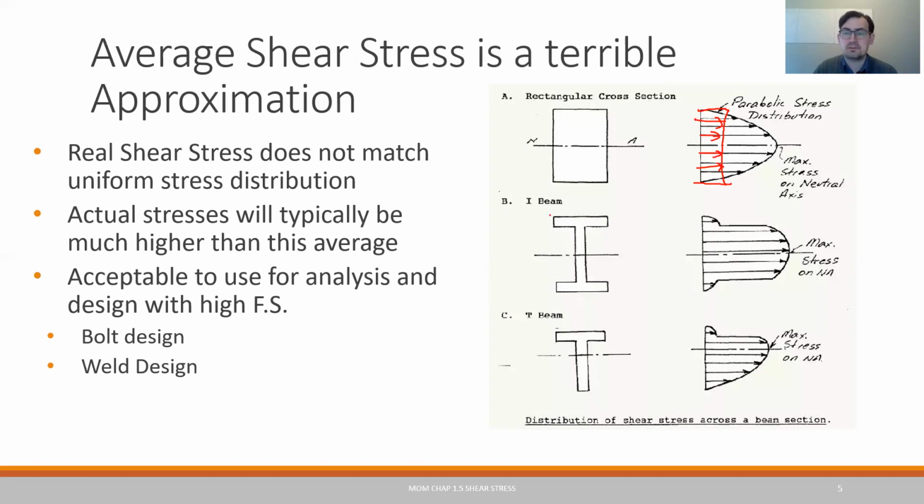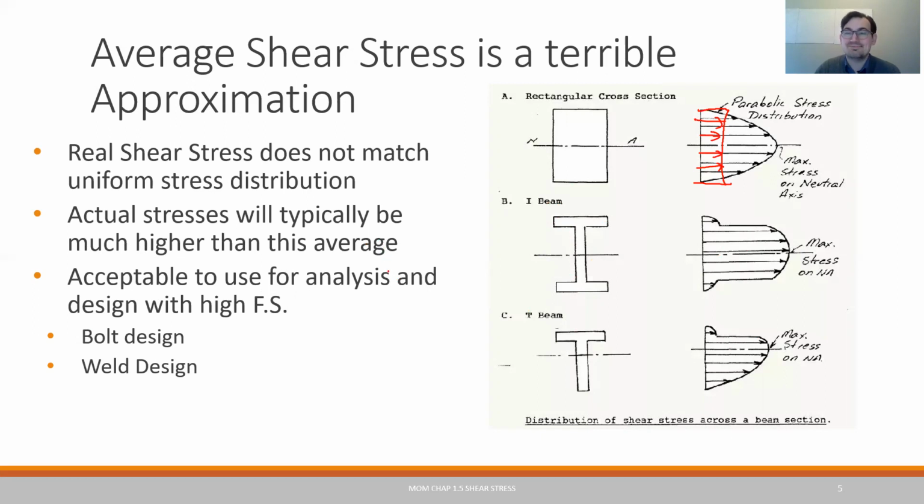For construction shapes that we often see, like I-beams or T-beams that are incorporated also into smaller structural elements, we're actually seeing much bigger stress in the middle of the beam and not a whole lot going on at those outside edges. So actual stresses sometimes are much higher than that average.